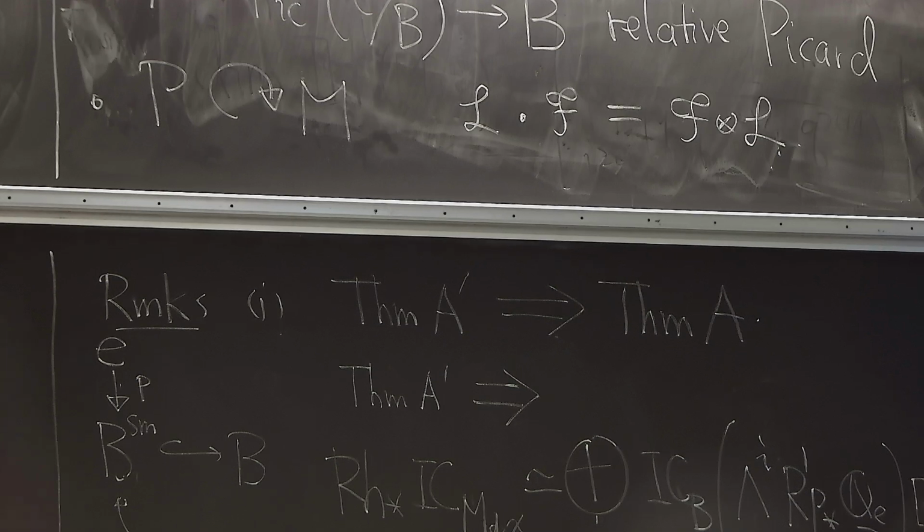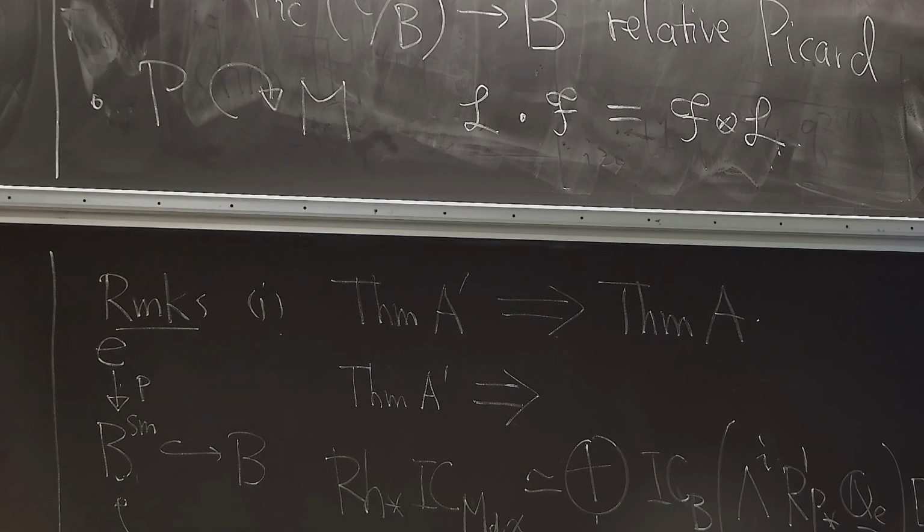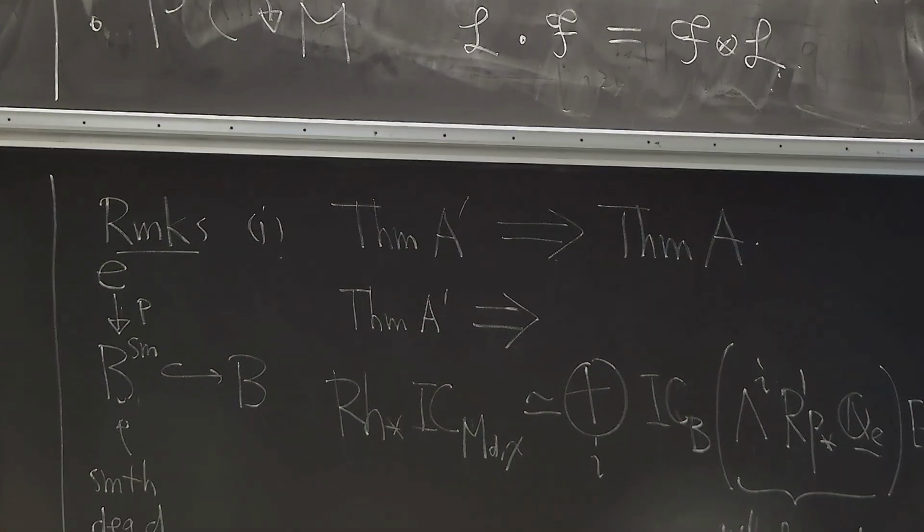The one-dimensional sheaves can have torsion? No, it's the stable ones. It's stable. Yeah. So the M parameterizes stable one-dimensional sheaves, so it's pure one-dimensional sheaves. Yes, thanks.